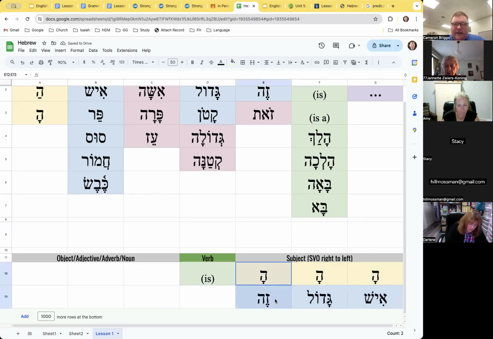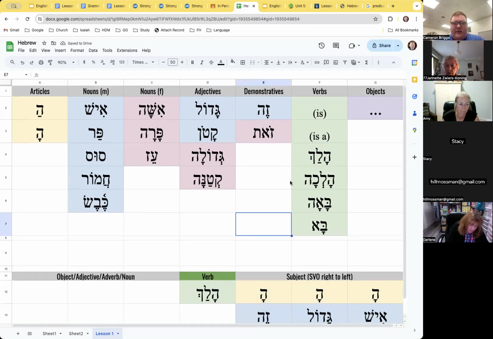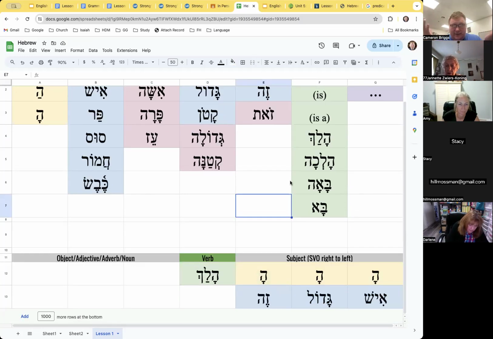Ha'ish hagadol hazeh, this big man, halach. All right. Hopefully it's becoming a little bit more clear. It's really tricky still to not have this chart and go, all right, this is what I want to say, and your brain just goes blank.